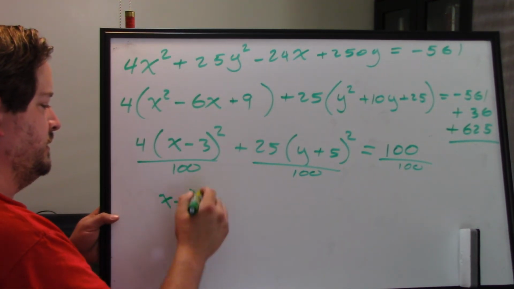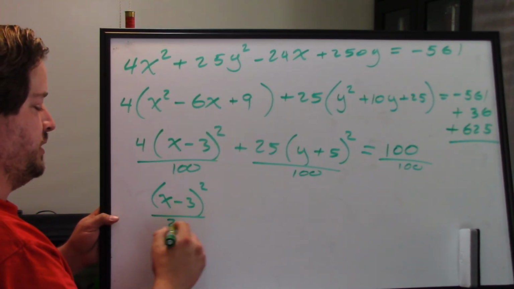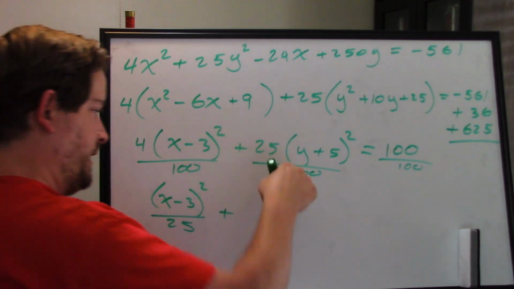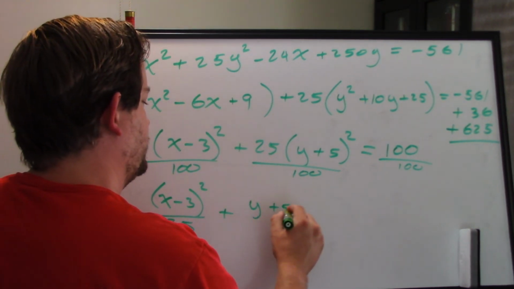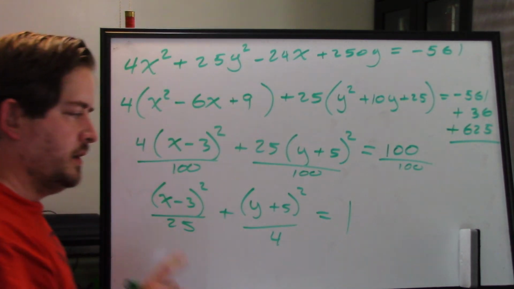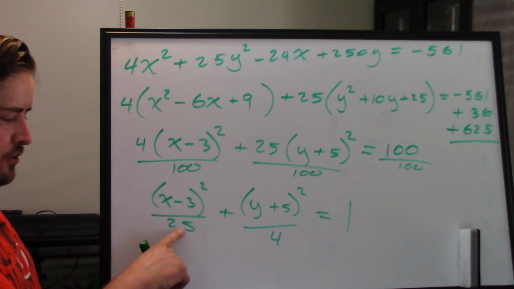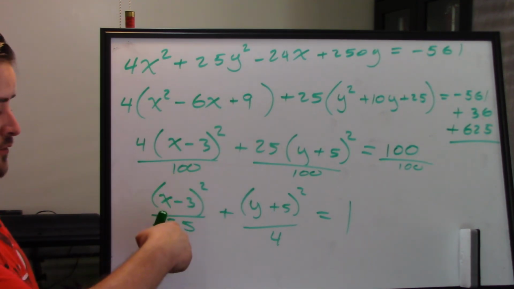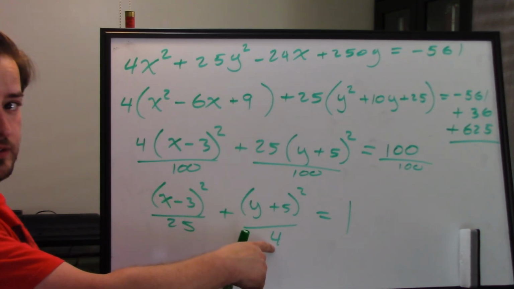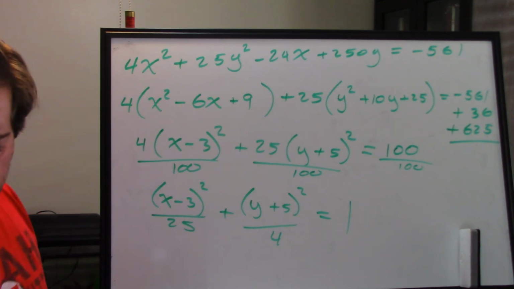squared, 4 and 100, excuse me, simplify to 25. 25 and 100 simplify to 4. Right. So you can see it's an ellipse. My major axis is going to go 5 left and right from my center, and my minor axis is going to go 2 up and down from my center, right? And I think that's what the first question is.